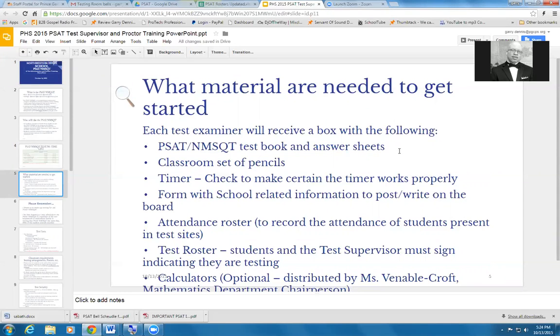So what will be in your packets will be plenty of pencils, a timer, which I've sent to all of you via the computer. I sent a digital timer. I sent a PC, but I want to send a Mac one tonight just in case you didn't get the PC. I'm not a Mac person, so it's kind of hard for me to pick up the Mac, but either way, it's all good.